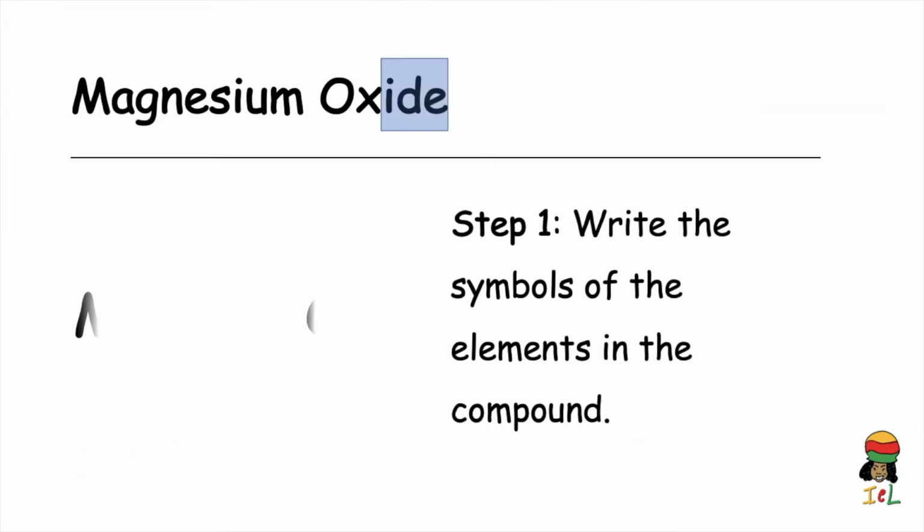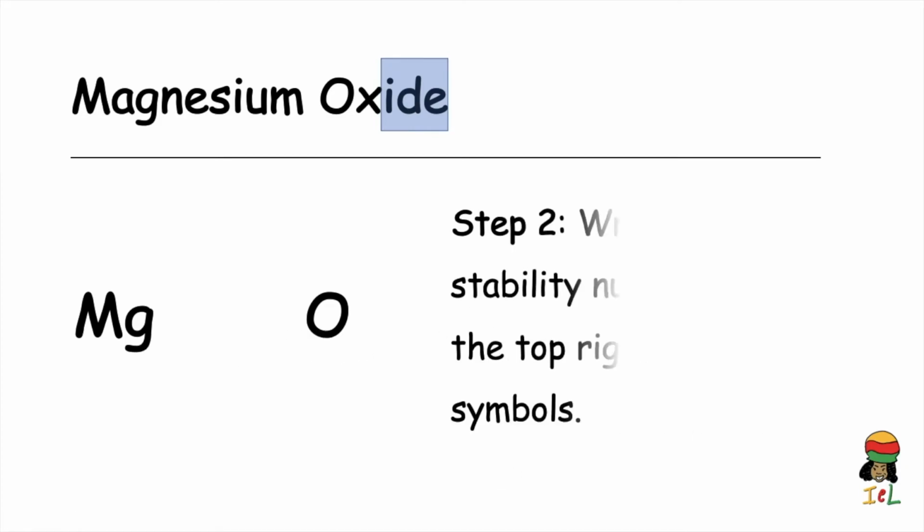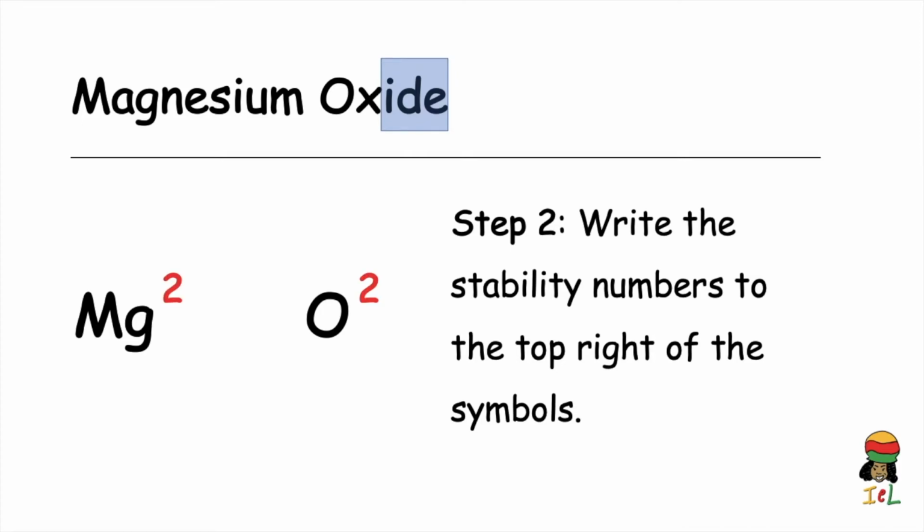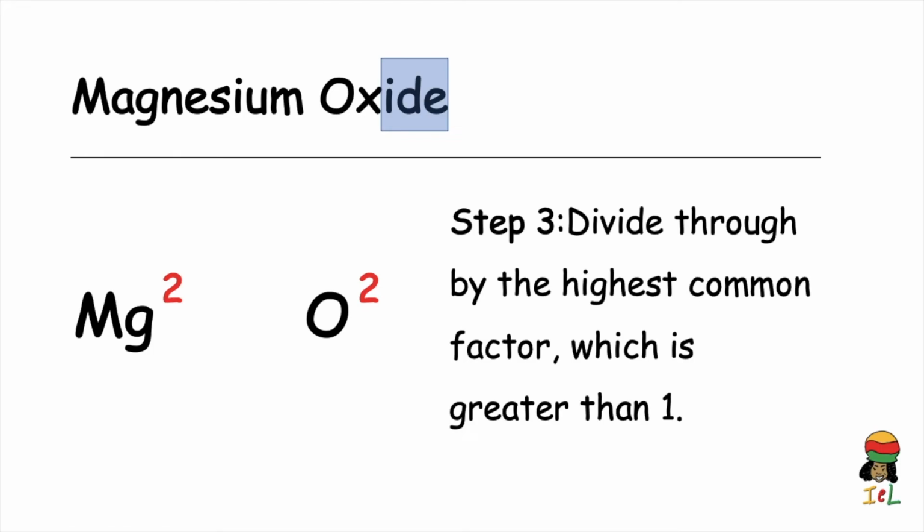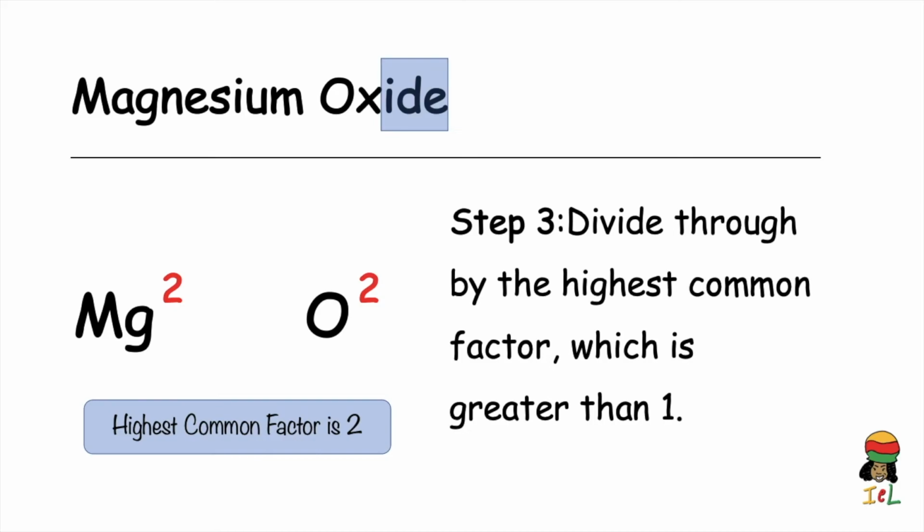Step 1, write the symbols of the elements of the compound, Mg for magnesium and O for oxygen. Step 2, write the stability number to the top right of each symbol. The stability number of magnesium is 2 and that of oxygen is 2. So you may have noticed a common factor greater than 1 between the two stability numbers, which takes us to an additional step, step 3, where we divide each stability number by the highest common factor, which is 2 for this example. We then divide the stability number of magnesium by the value of its highest common factor, which is 2, and that would give us 1.